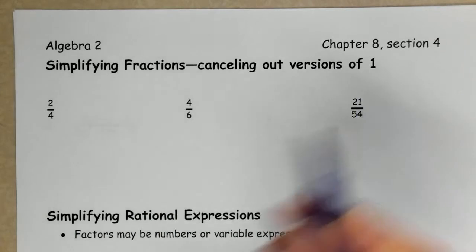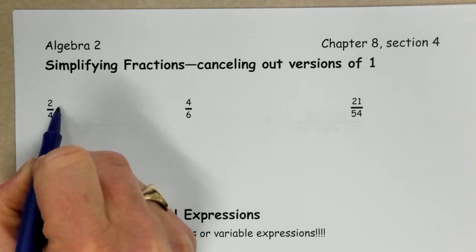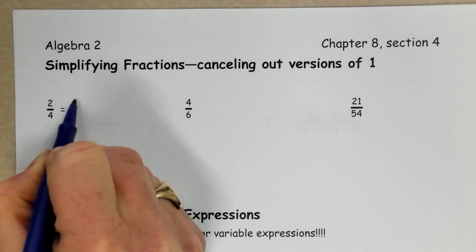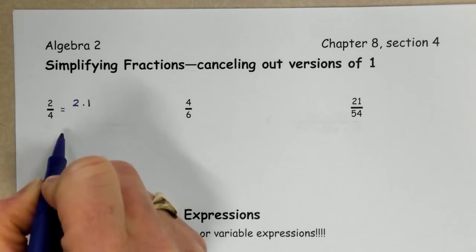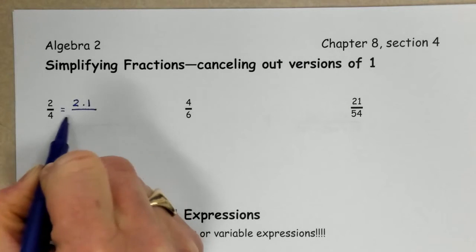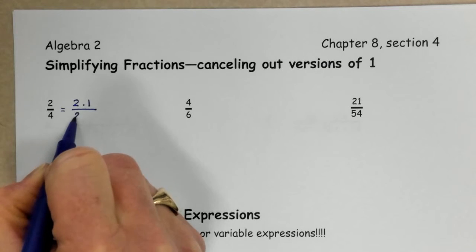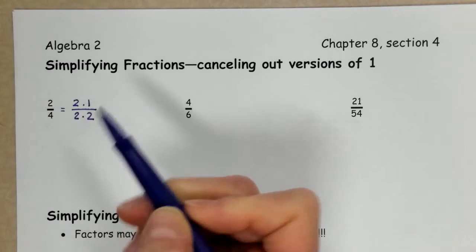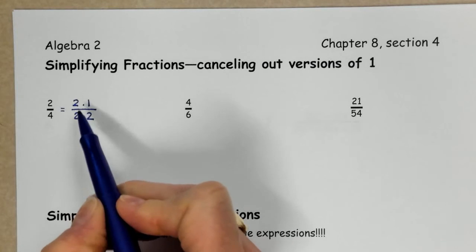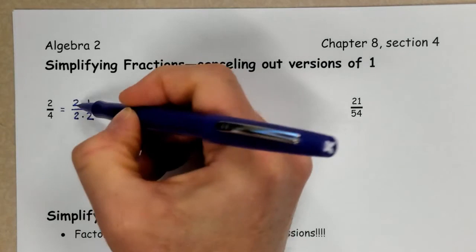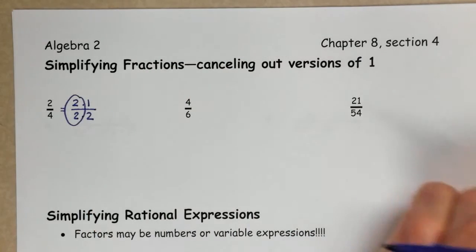What do I mean by that? Well, if you break something up into its factors, for example, a 2 is just a 2 times a 1, and a 4, you could either say 4 times 1 or you could say 2 times 2, and I'm going to say 2 times 2 because anything divided by itself is equal to 1. So here's a version of 1 right here.